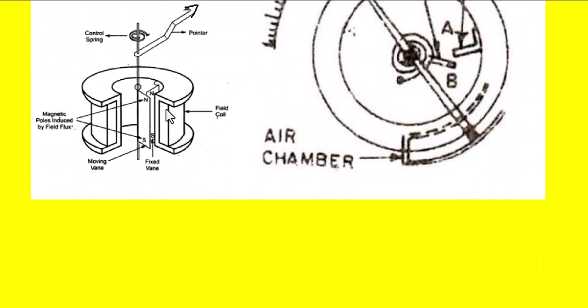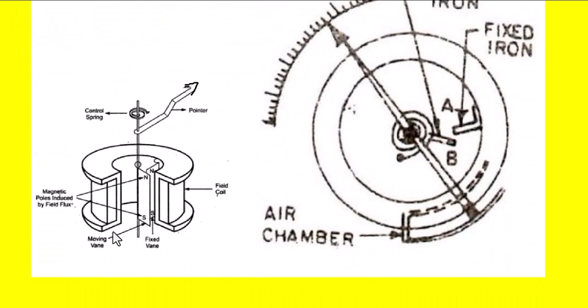In the diagram it looks like this. This is the cross-sectional view. This is the former. Inside there is a metal, and outside this former the winding is wound. That winding carries the current to be measured, and this is the spindle. This spindle carries the pointer like this. This pointer moves over the scale, and this spindle is also connected to the spring for having the control torque.